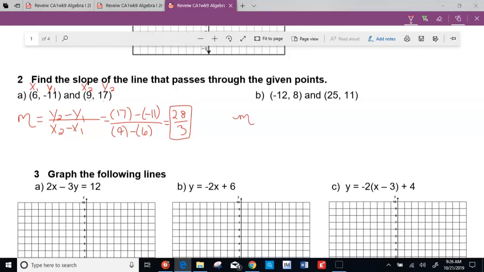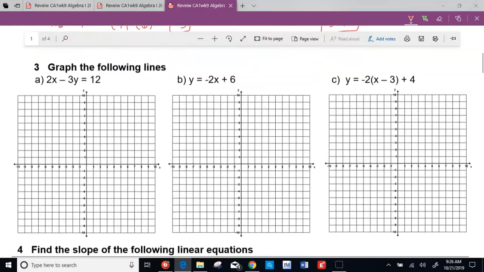Following the same process over here, I remember that this is x1, y1, x2, y2. Therefore, if I use the slope formula, I'll get 11 minus 8 on the top, and in the denominator, I will get 25 minus -12. Make sure to put those in parentheses when you use your calculator, so that the signs come out correct. 11 minus 8 on top gives me a +3, and on the bottom I get a +37. 37 is prime, so it cannot be simplified anymore, and our slope is simply 3 over 37.